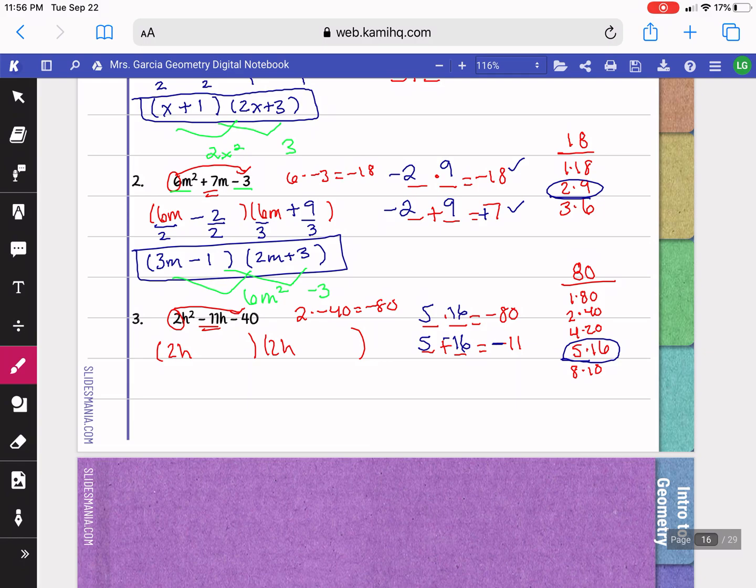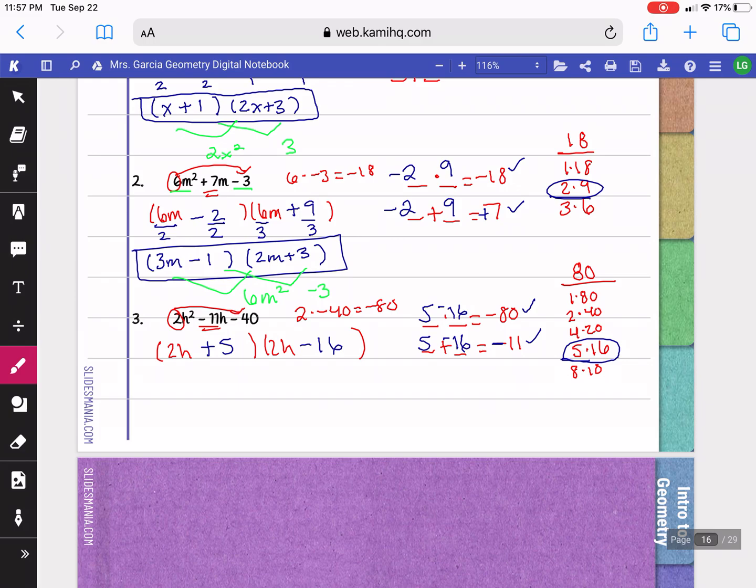Now if I do my check, 5 times negative 16 is negative 80. 5 plus negative 16 is negative 11. If they both work, you know you did it right. So now I can fill in my factors. I have a positive 5 and a negative 16.